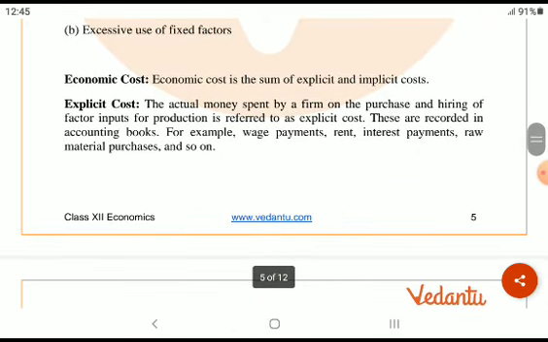Next is economic cost. Economic cost is the sum of explicit and implicit costs. Next is explicit cost. The actual money spent by a firm on the purchase and hiring of factor input for production is referred to as explicit cost. These are recorded in accounting books, for example, wage payments, rent, interest payments, raw material payments, and more.